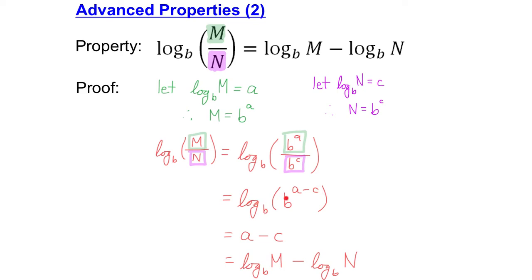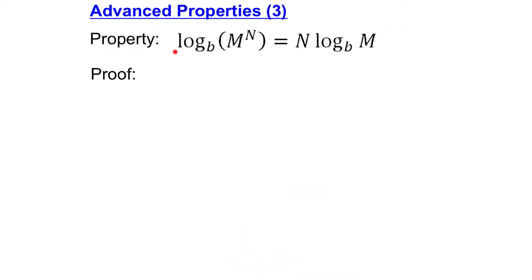Log base b of b to the exponent, it's just the exponent. So a minus c, now I just replace. A was log base b of m, and c was log base b of n. So log base b of m over n is equal to log base b of m minus log base b of n. So there's your proof for why this is always true. And here's the last property that we're going to prove. And this is the last property that you need to know.